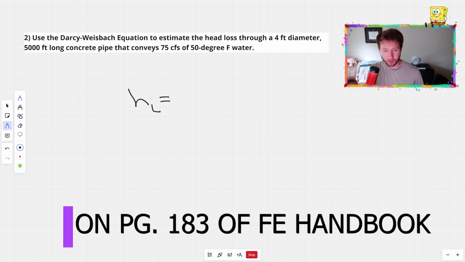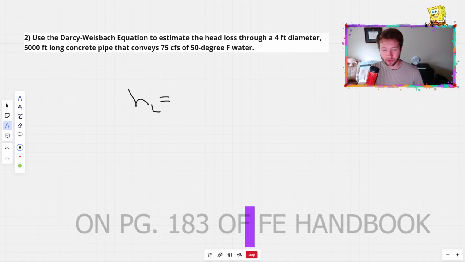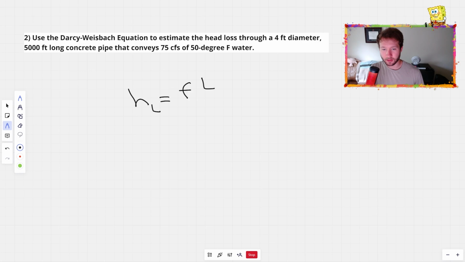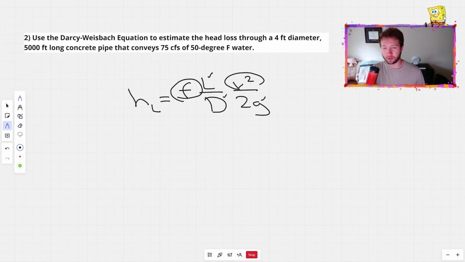The Darcy-Weisbach equation is that head loss equals friction factor f times length over diameter times velocity squared over 2 times gravity. So what do we have so far? We do not have the friction factor f. We have the length, we have the diameter, we know g, and we don't know the velocity, but we do have the flow rate, so we can use the continuity equation, Q equals V times A, to find that. Let's do that first.